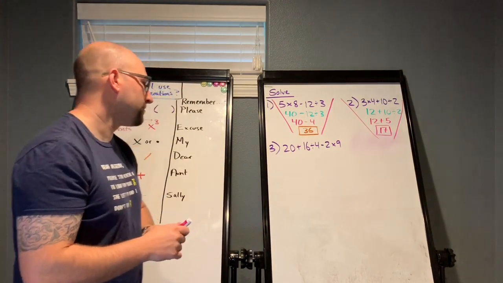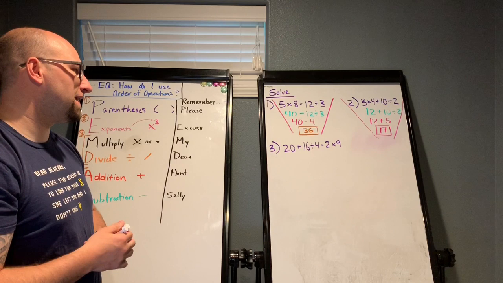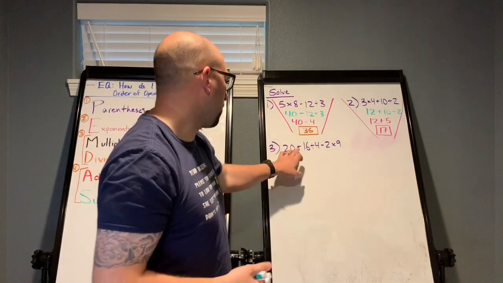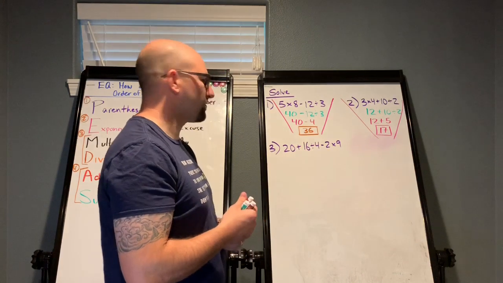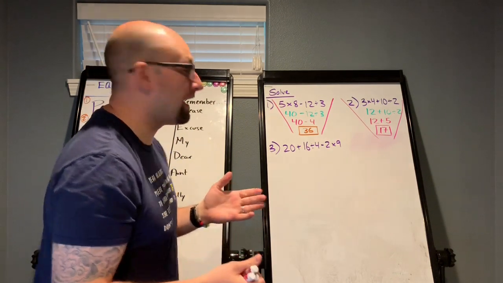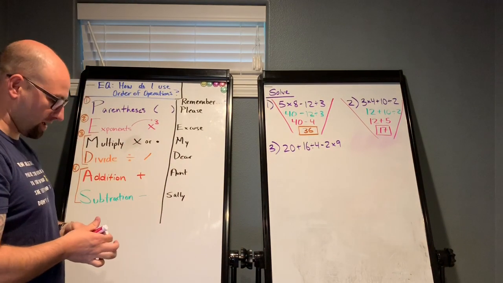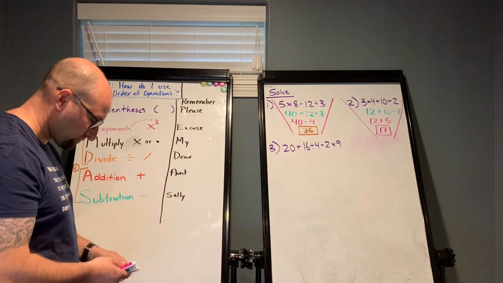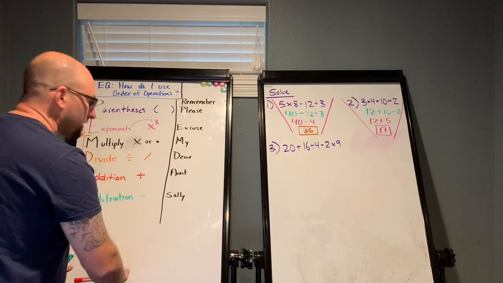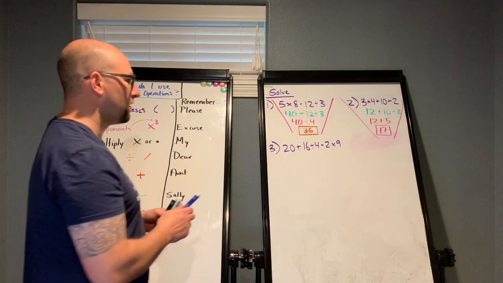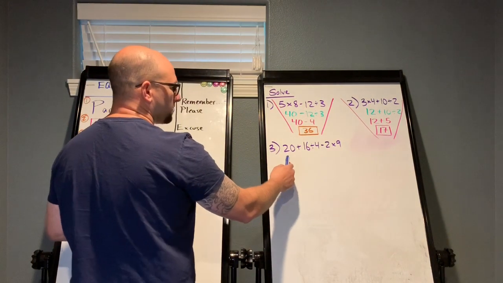Okay, number 3. We've got 20 plus 16 divided by 4 minus 2 times 9. Woo! So there's 1, 2, 3, 4 operations. You've got all 4 of the operations in there. But first of all, there are no parentheses. All right, and I'm going to get some different colors in here. Okay, so let's go, there's no exponents, so then it's multiplication, division.